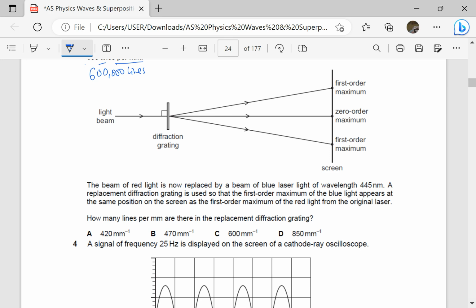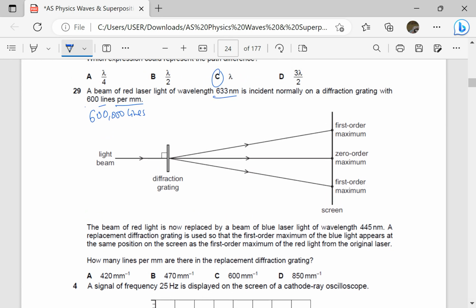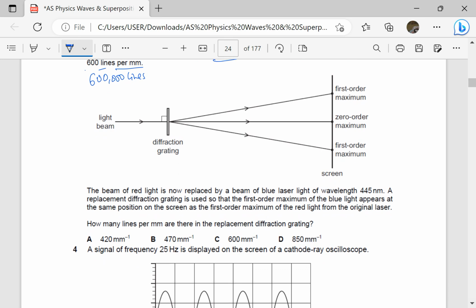The beam of red light is now replaced by a beam of blue light of wavelength 440 nanometers. A replacement diffraction grating is used so that the first order maximum of blue light appears at the same position on the screen as the first order maximum of red light. That means theta has not changed. How many lines per millimeter are there in the replacement diffraction grating?